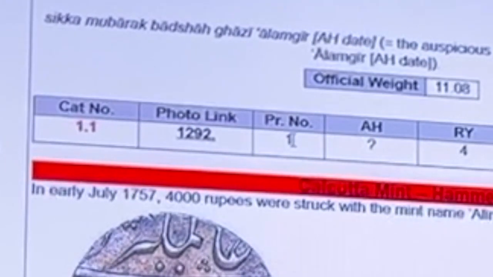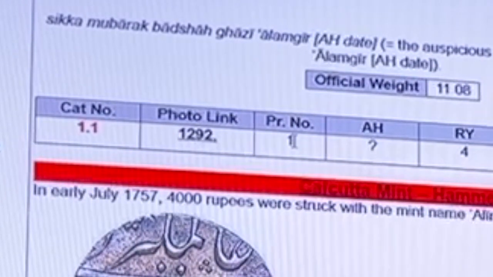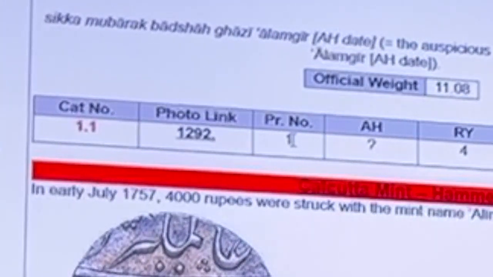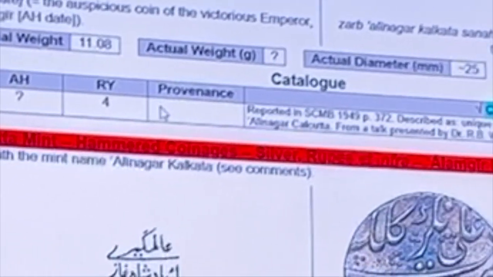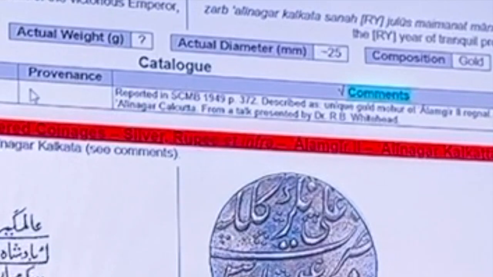Pridmore number is next. Well, that's because Pridmore wrote the last catalogue that was written before I wrote the catalogue. AH is the Hijri year, RY is the regnal year. Provenance is the provenance of the photograph. So it's not necessarily where the coin is, it's where I got the photo from, which might be where the coin is, might not. Comments, pretty obvious, and rarity, pretty obvious.